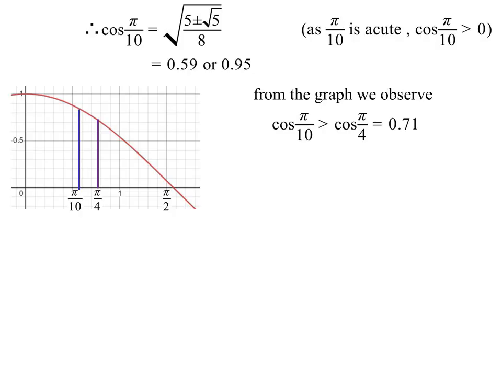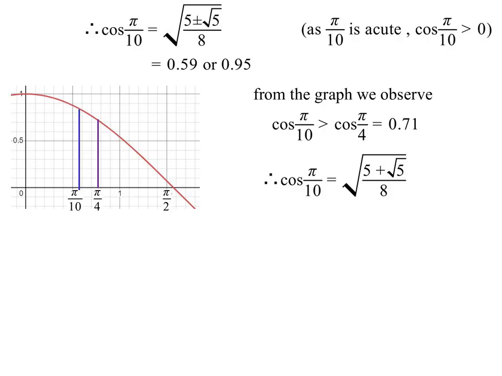It would be tempting to pick then the negative because it's on the left hand side. But remember, we're looking for the y values, not the x values, because we want to know what the cos of that is. And if we look at the y values, actually the one on the left has a bigger y value than the pi on 4 answer. Therefore, cos pi on 10 must be the square root of 5 plus the square root of 5 on 8.